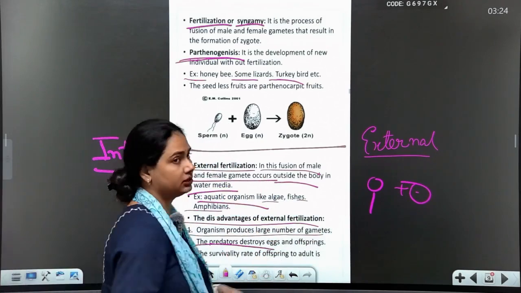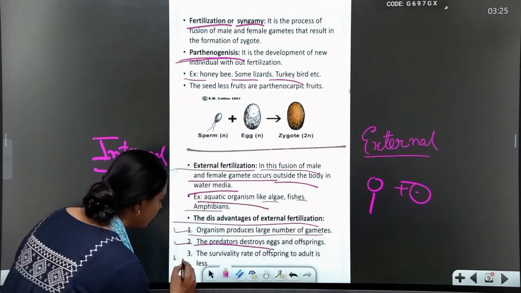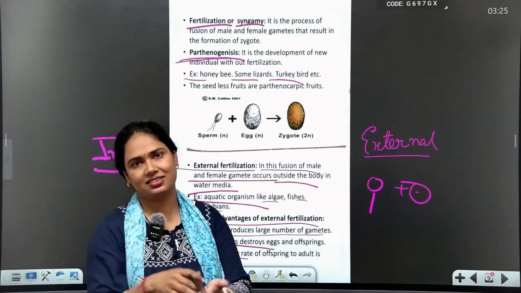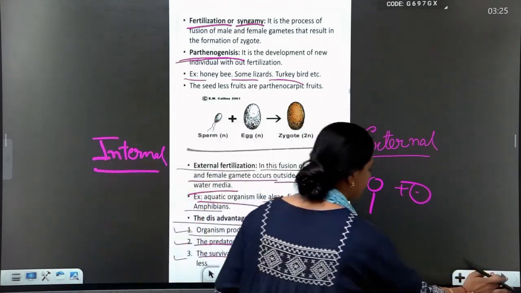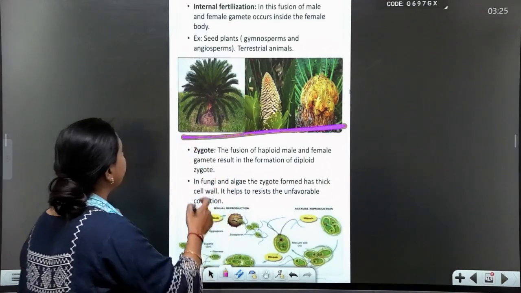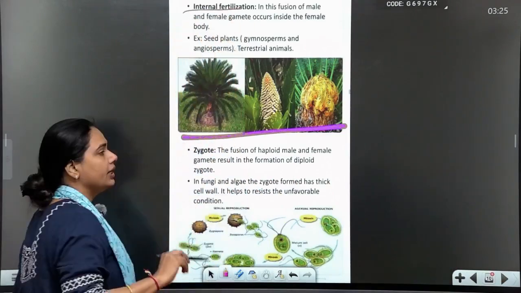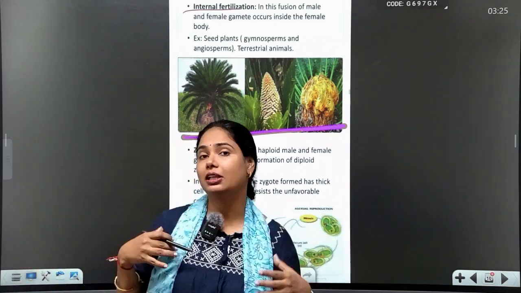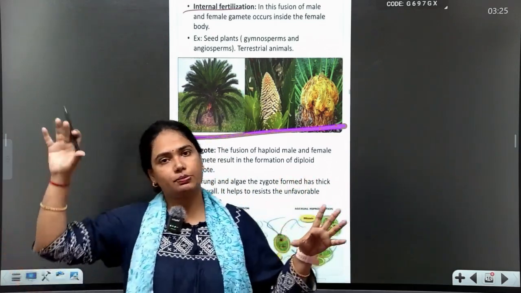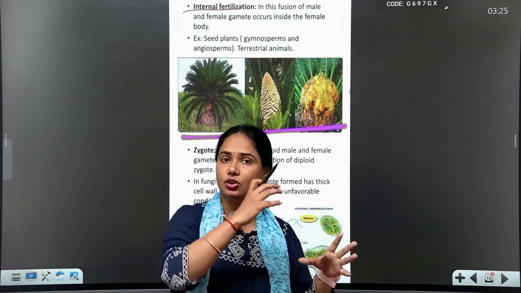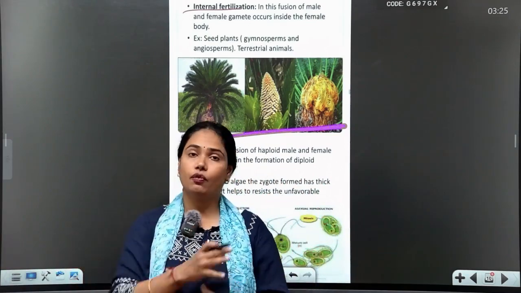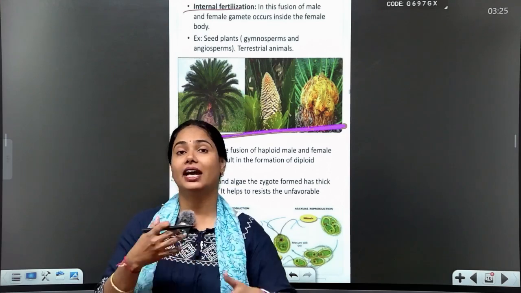Predators destroy the eggs, definitely, and the survival rate is very low. This is the disadvantage. Now, we can say here, internal fertilization. Internal fertilization occurs inside the body. Example, in humans: sperm goes inside the vagina, into the uterus, and fertilization occurs. When fertilization occurs, the baby forms inside the body.